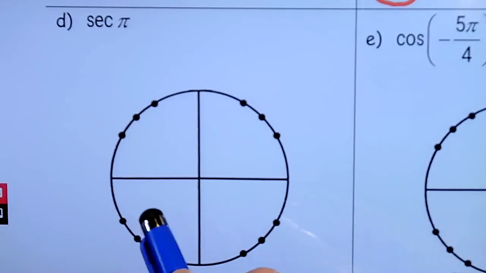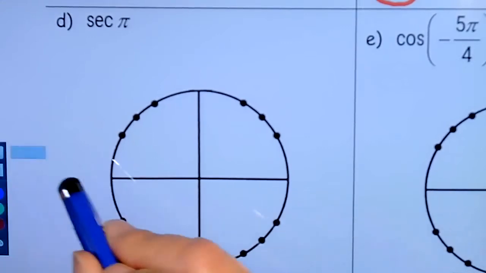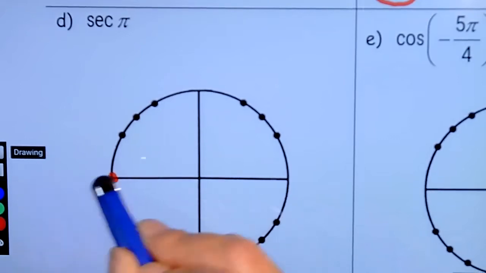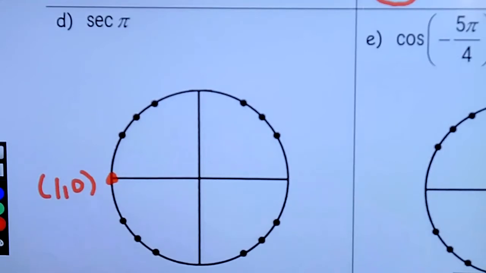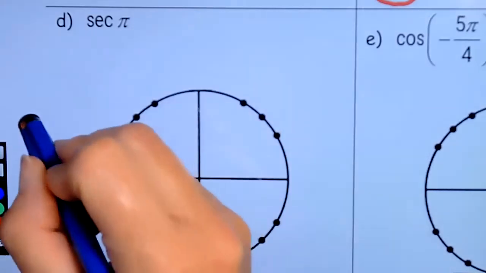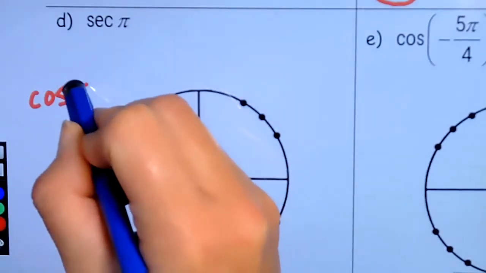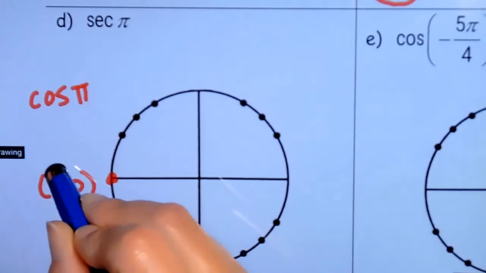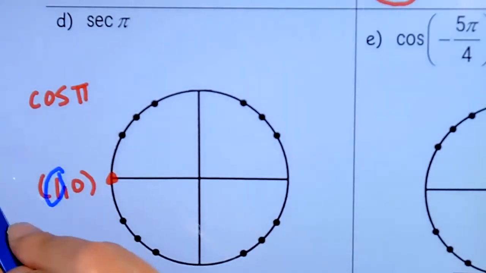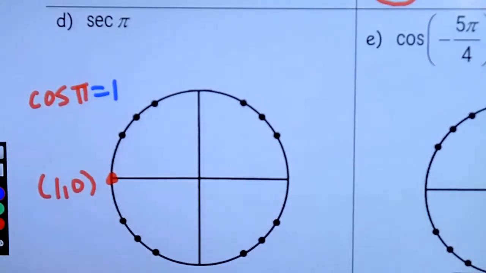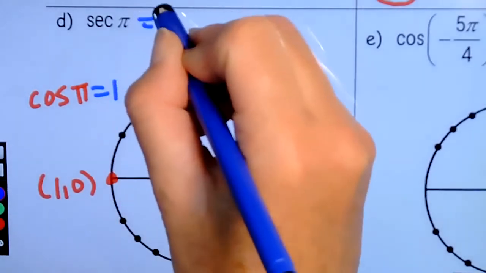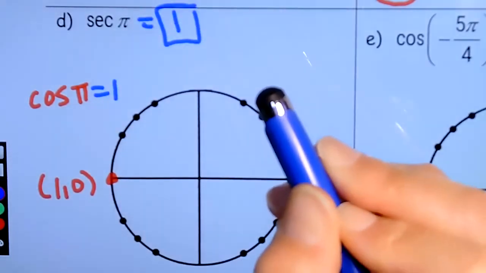So on this one, secant of pi. So pi is right here. The coordinates, this is also when you cannot draw a triangle. The coordinates are 1, 0. Secant, remember, S doesn't go with S, C doesn't go with C. So really what I want to pay attention to is cosine of pi. Cosine of pi is your x, so my x coordinate is 1. My secant is the reciprocal of 1, and the reciprocal of 1 is 1. And that's your answer.